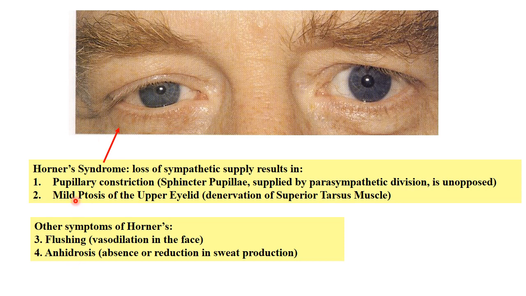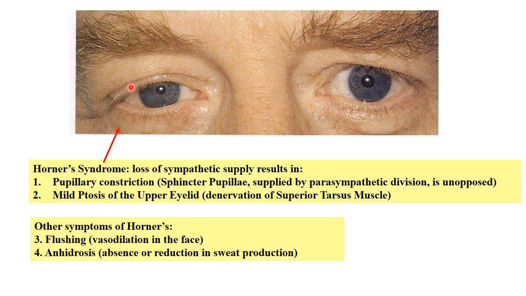Okay, and I'm kind of working backwards here. I told you about the superior tarsus muscle in the upper eyelid. That's the other elevator of the eyelid. Levator palpebrae superioris is one. It's supplied by the oculomotor nerve. The other one is the superior tarsus muscle.